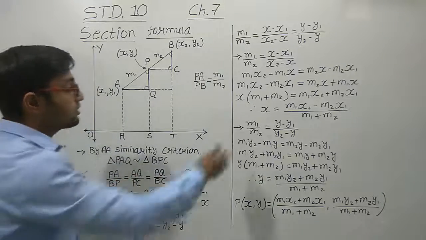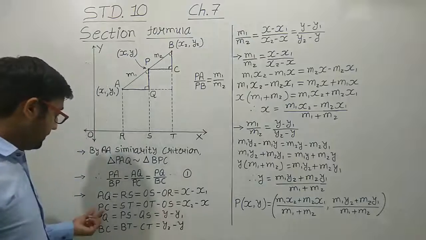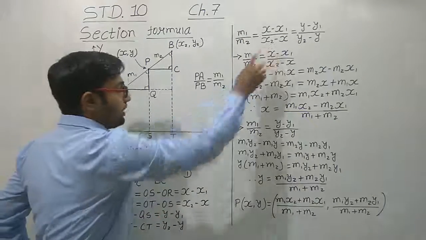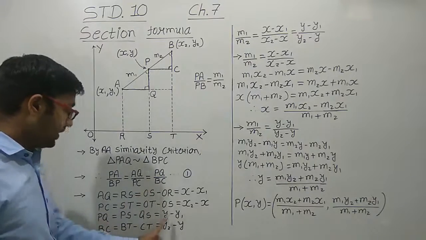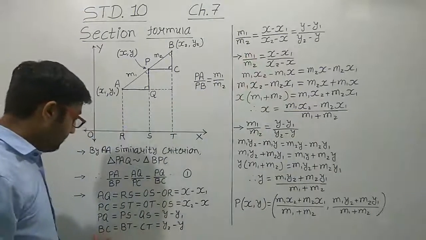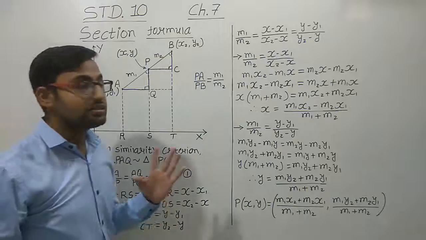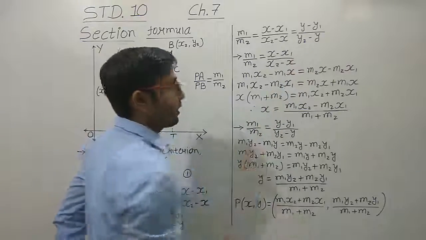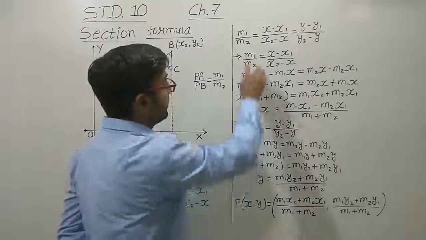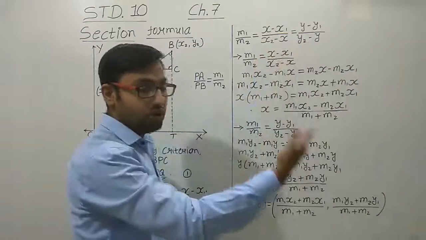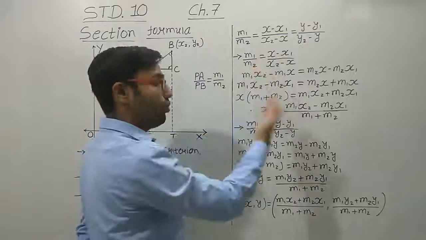AQ is what? X minus X1. PC is what? X2 minus X, which equals PQ. What is PQ? Again, Y minus Y1. And BC is what? Y2 minus Y. So here we have three equalities, right? This equals this, and this equals this. All three are equal.